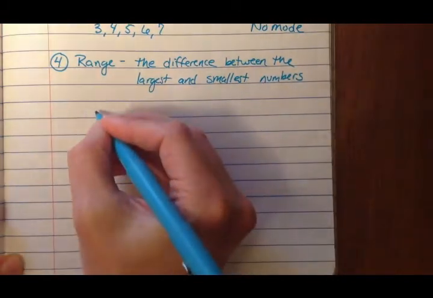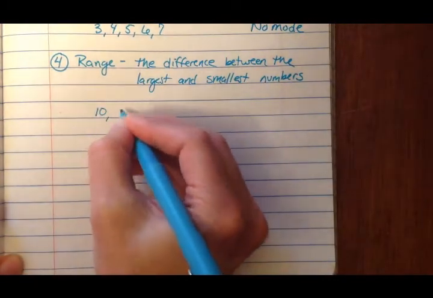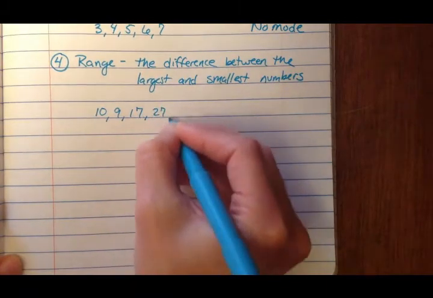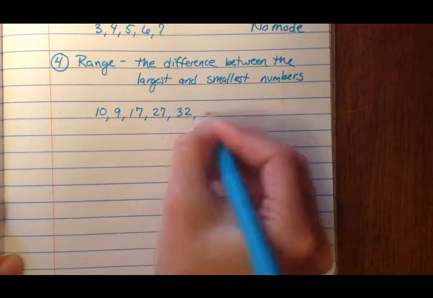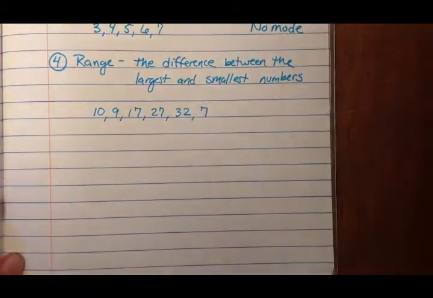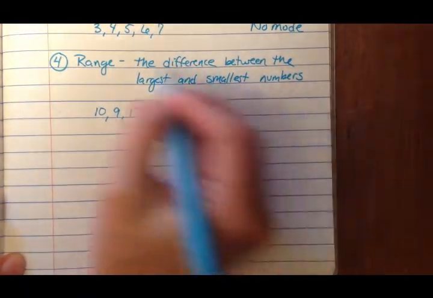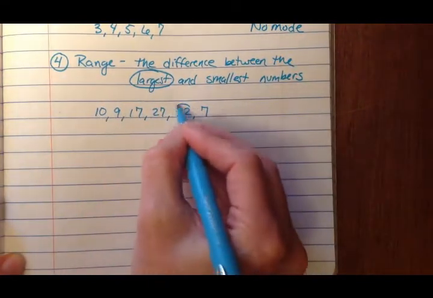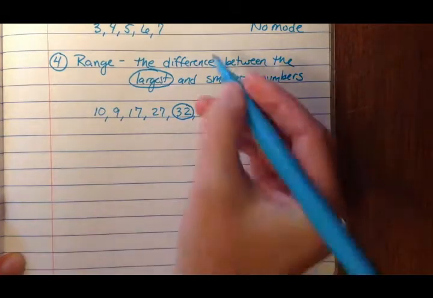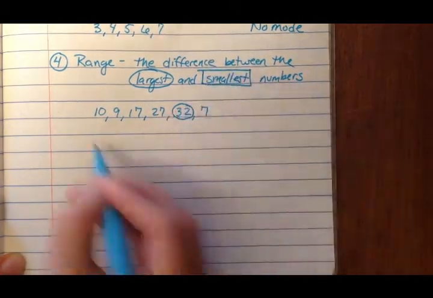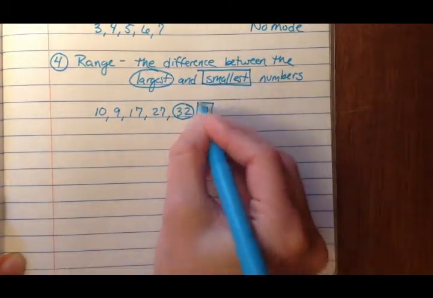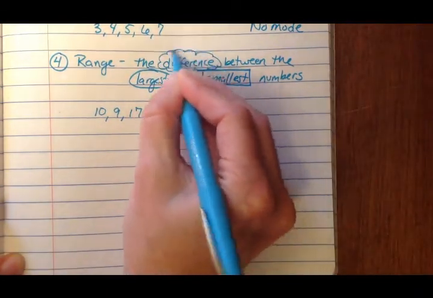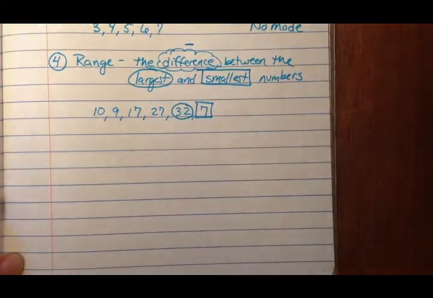And so, like all the other problems, you're going to be given a set of data. So 10, 9, 17, 27, 32, 7. And so the first thing we want to look for is, it's the difference between, first we got to find the largest number. So we look through our list of numbers, 32 here is the largest. Then we also want to look for the smallest out of all these numbers. 7 is the smallest. And we want to find the difference between the two. Now remember, difference just means to subtract.